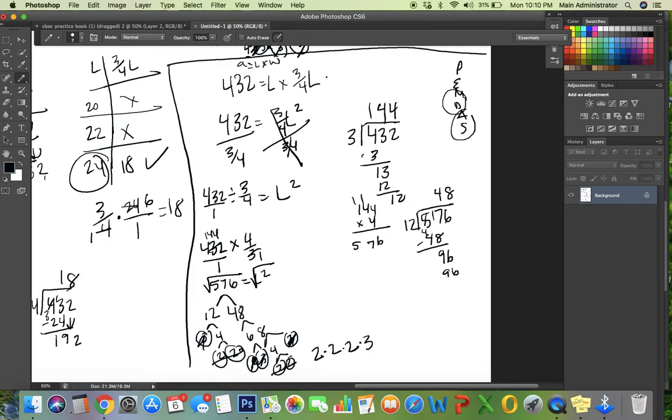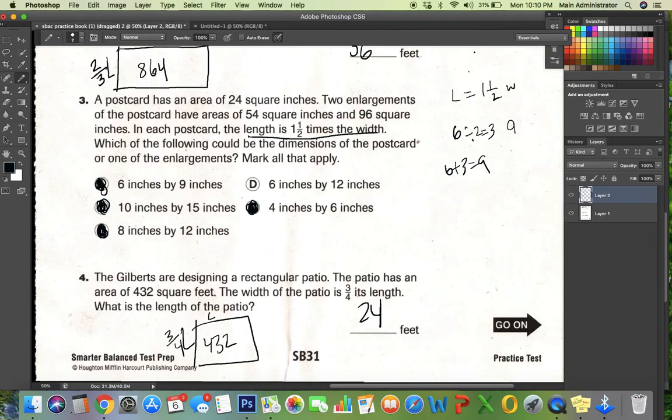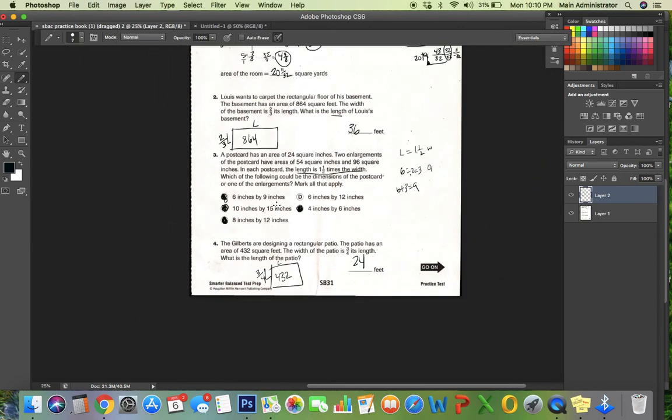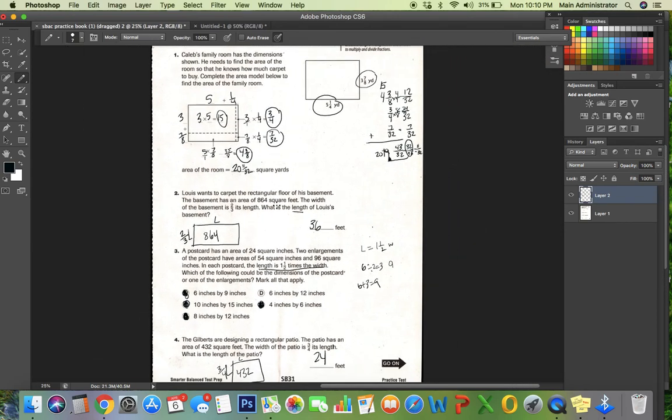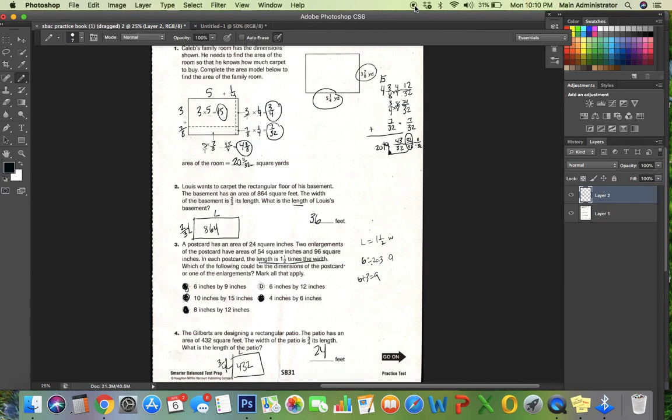When I factor this out, I've got these numbers and I multiply them together. 2 times 2 is 4. 4 times 2 is 8. And 8 times 3 equals 24. So 24 is the length, and that is what we put over here, that 24 is the length. So here we go. This is your answer, and that's it for SB31.